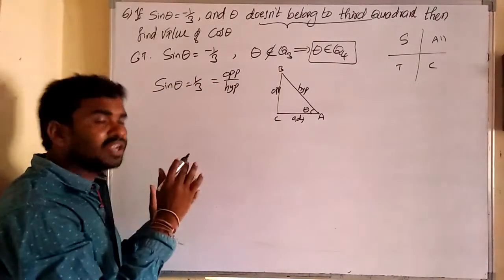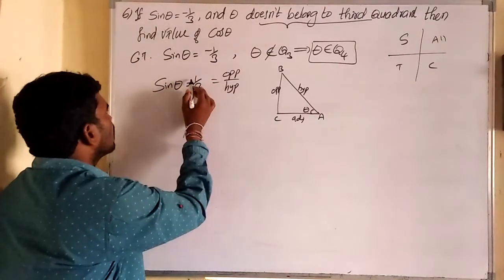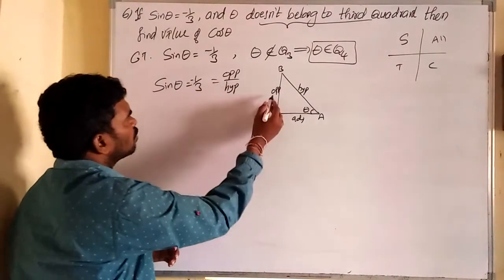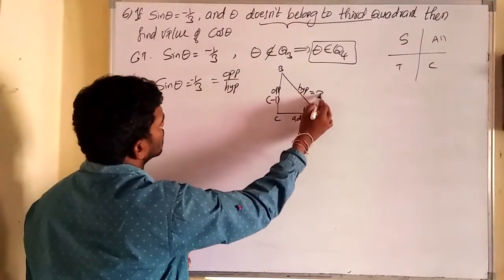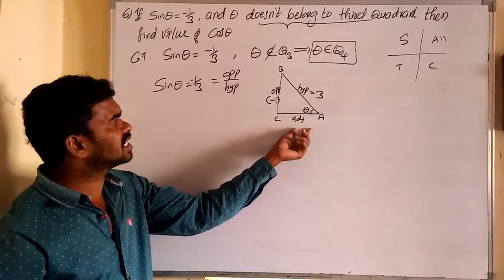If you still have a doubt, sir, minus is there, we are taking plus, no problem. For your convenience I am also doing minus 1. Opposite is minus 1, hypotenuse is 3. So now what becomes the adjacent?